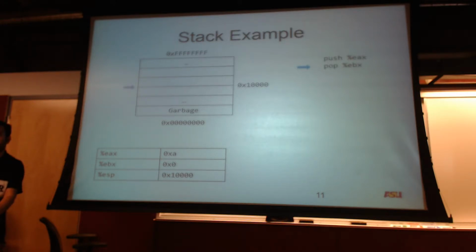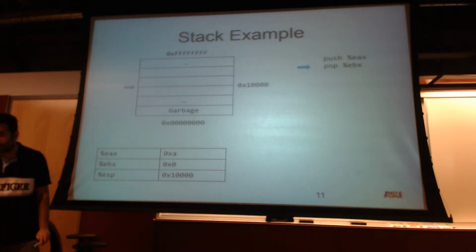So remember, this is a 32-bit system. So if you decrement once, by how much should you decrement? You should decrement it by 4, because it's a 32-bit system. So if you decrement 10000 by 4, what will you get? No, that's decimal. You should get FFFC, in hex. So you should decrement the stack pointer in hex, not in decimal.